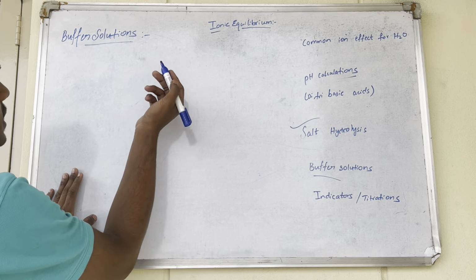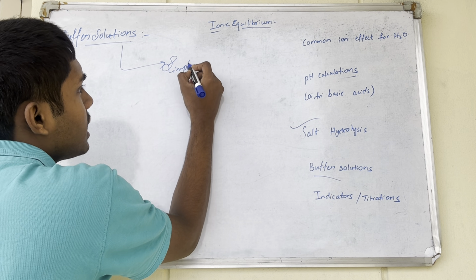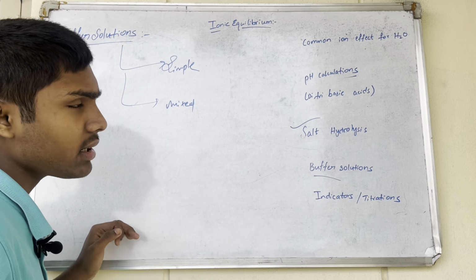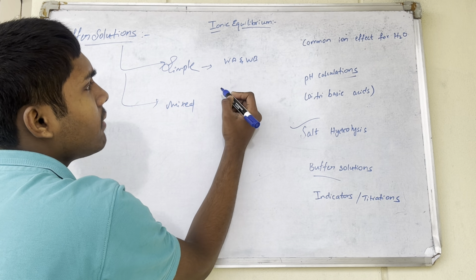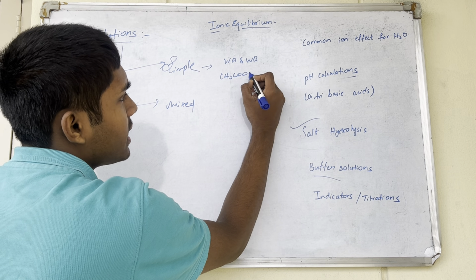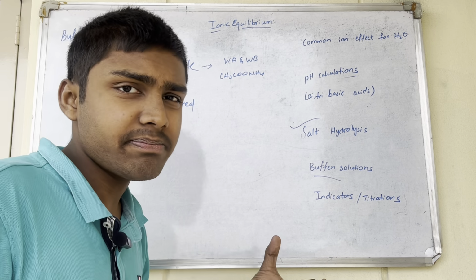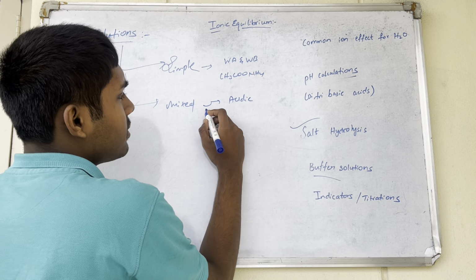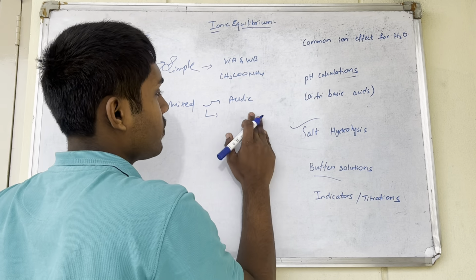Let's see what these are. First of all, buffers are of 2 types. One is simple buffer, and the next one is mixed buffer. Simple buffer is formed by a weak acid and a weak base salt, which is CH3COONH4. So this is one example of it. Now mixed buffer, which is very important, is of 2 types: acidic buffer and basic buffer.